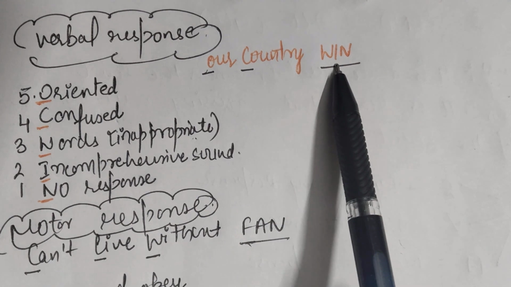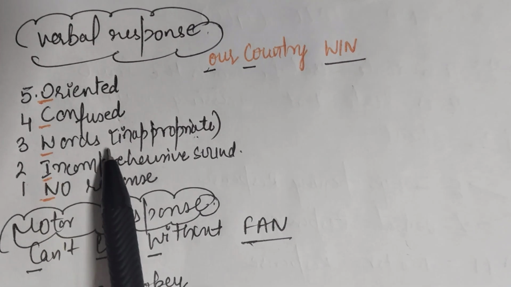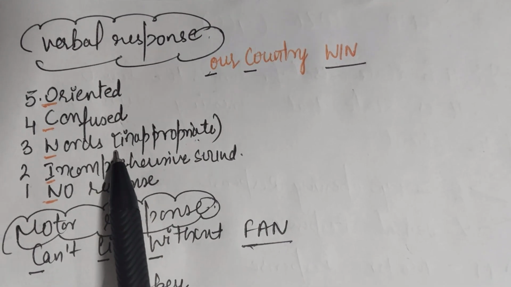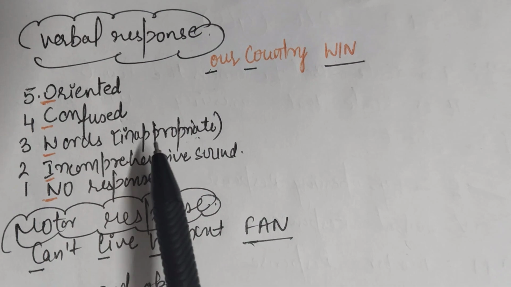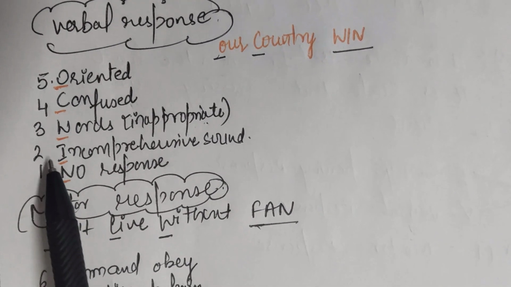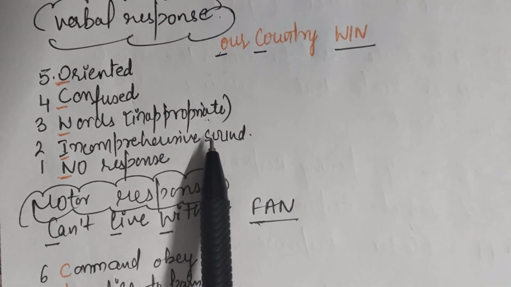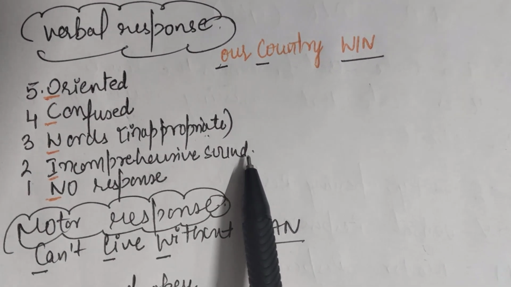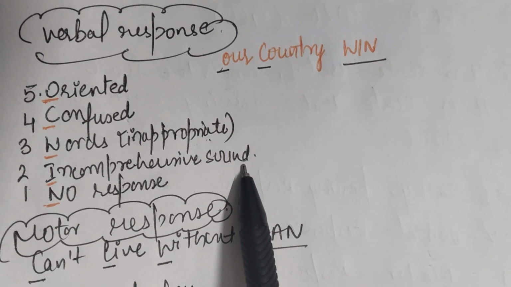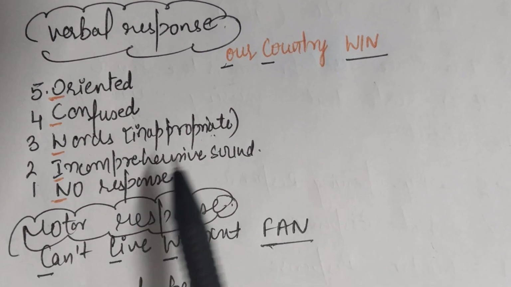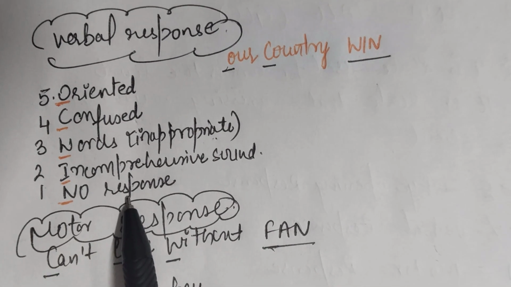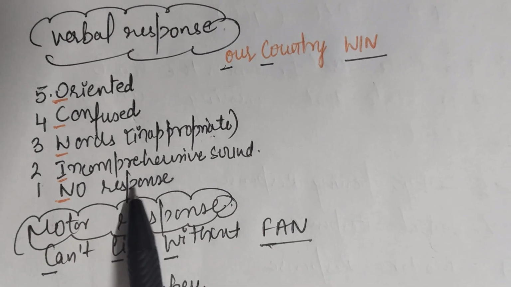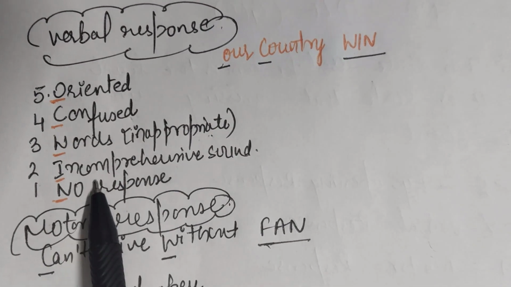Next is score 3, when the words are inappropriate. So win, WIN, W means words inappropriate. The patient is responding to us, but in this condition the patient's words are not proper. Then score 2 is given when incomprehensible sounds are there. The patient responds only a little bit, saying small words, small incomprehensible sounds. Okay, next one is score 1 when there is no response from the patient. So WIN, N means no response. So this is the overall verbal response.